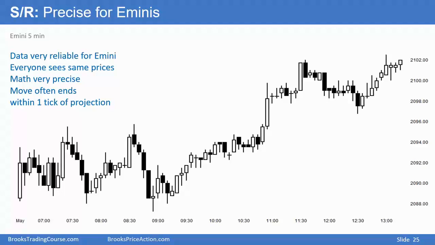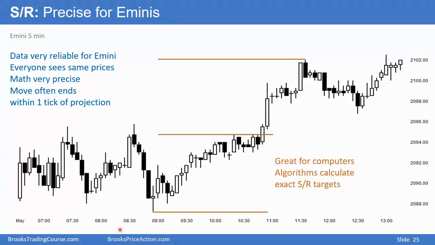Weak rally, trying to get a double top reversal down at the top of a trading range. Instead, we get a breakout, a close above the high of the past 20 bars, and then an even bigger bar. Very clear for computers. We have a gap low, these highs, and they're able to calculate very exact support and resistance targets.